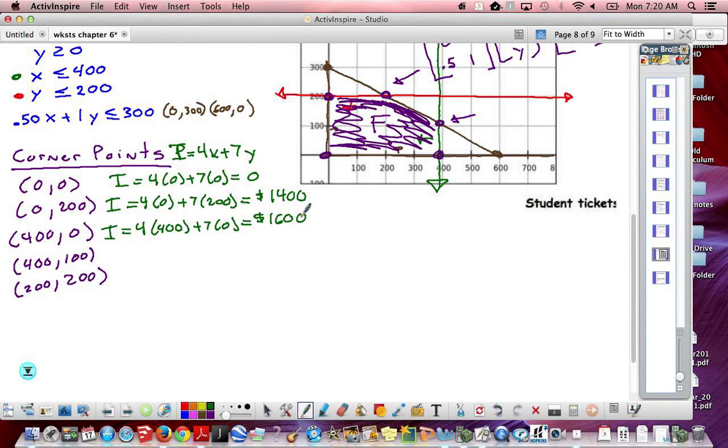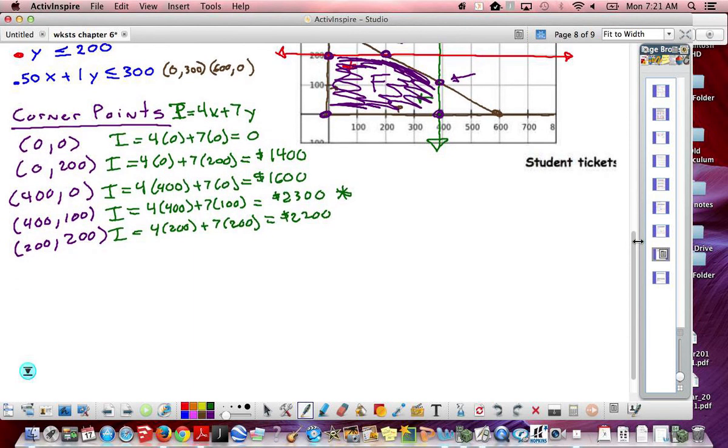So we're getting a little bit higher. So the question is, which one of these two is it going to be? 4 times 400 plus 7 times 100. Let's see, 16 and 700 make 23. And then on the last one, 4 times 200 plus 7 times 200. Let's see, that's 1400 and 800. That's only 2200. So our winner is that one right there.